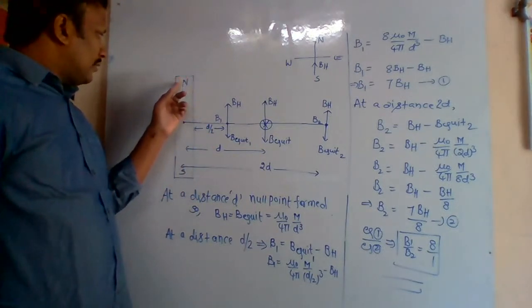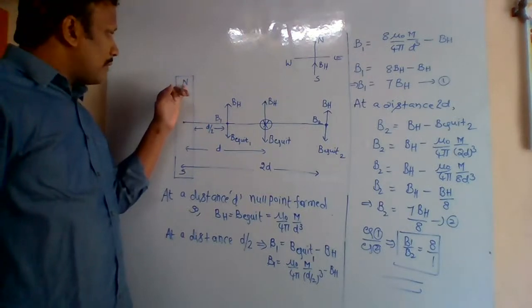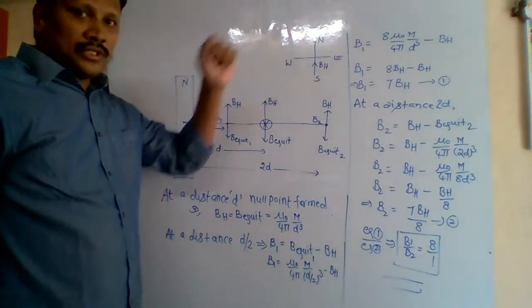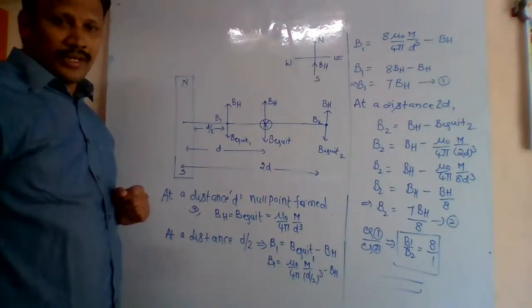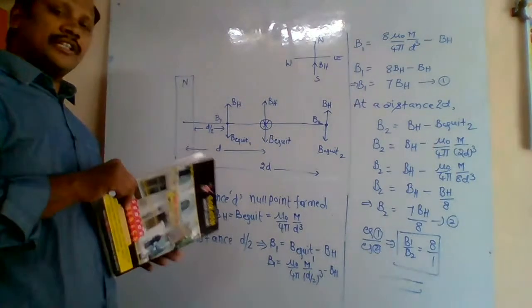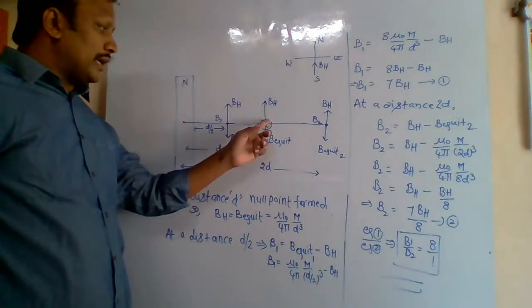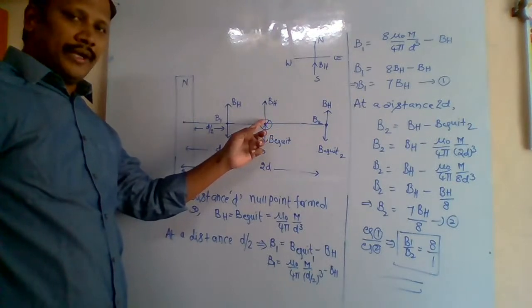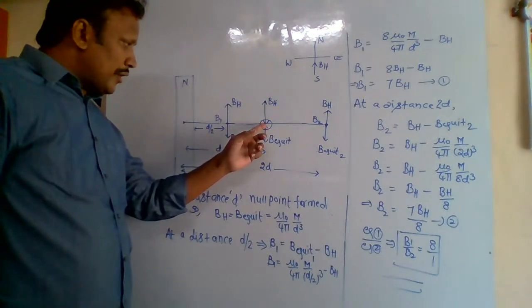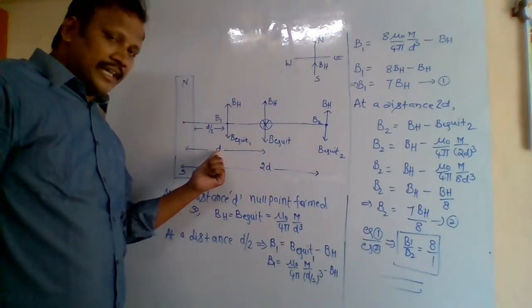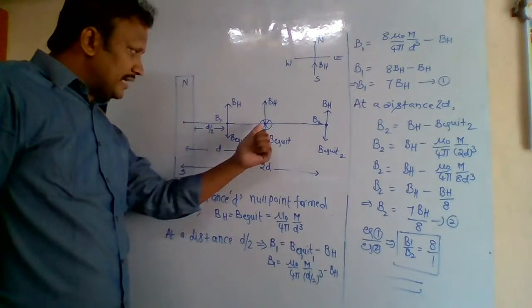Here the north pole of the bar magnet is pointing towards geographical north, right? In that situation, where is the location of the null point? On the equatorial line. Where is the location of the null point on the equatorial line? At a distance d, we will get the null point.